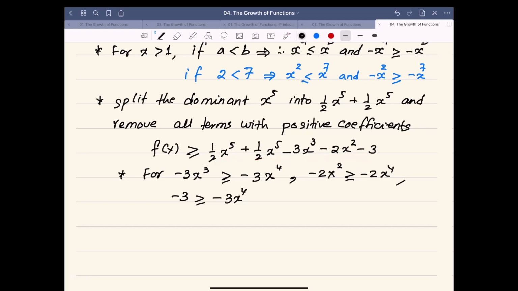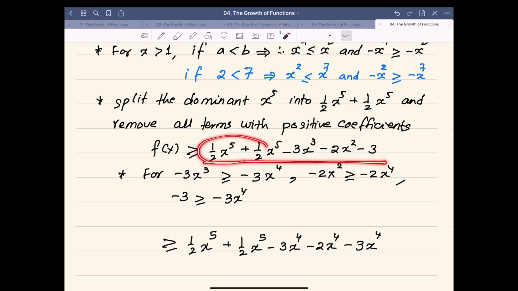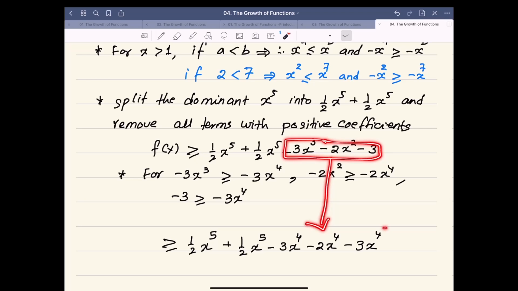So we will have greater than or equal to half x raised to power 5 plus half x raised to power 5 minus 3x raised to power 4 minus 2x raised to power 4 minus 3x raised to power 4. And again, if you look at this polynomial, these two are unchanged, but every other non-dominant term has been replaced by the subdominant term. In fact, this polynomial should be greater than this polynomial because we replaced every non-dominant term by the subdominant term.